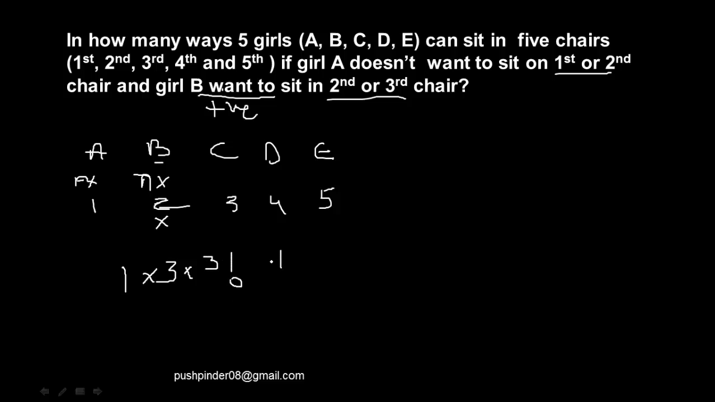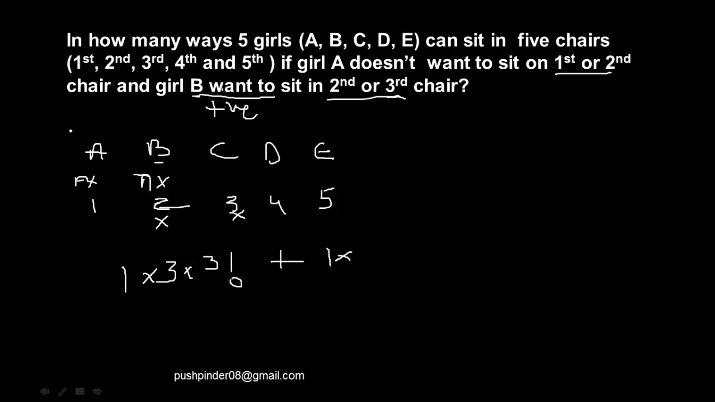Now let's add another case. Let's make girl B sit on the third chair. How many ways to do that? Just one way to do that. We want to make girl B sit on one chair, so one way to do that. Now let's see how many choices girl A has. B has already sat on the third chair, right?